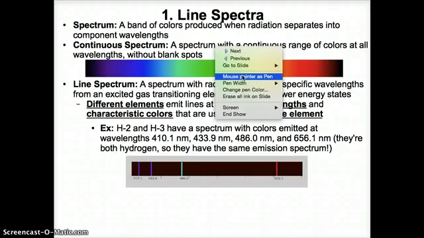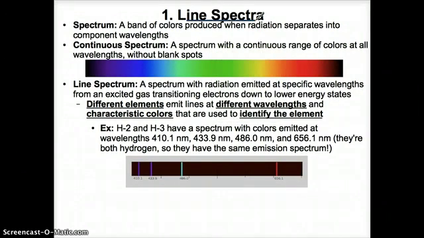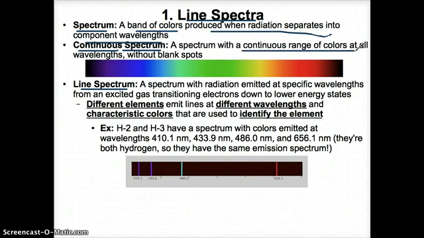Let's first start by discussing something called line spectra. A spectrum is a band of colors made when radiation separates into component wavelengths, with colors associated with each of those wavelengths. Now, in terms of the types of spectra, you should know continuous and line spectra. Continuous spectra are spectra with a continuous range of colors at all wavelengths without any blank spots, so it looks something like this, where there's a continuous range of colors.